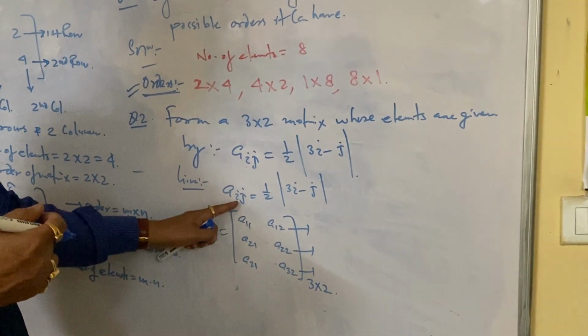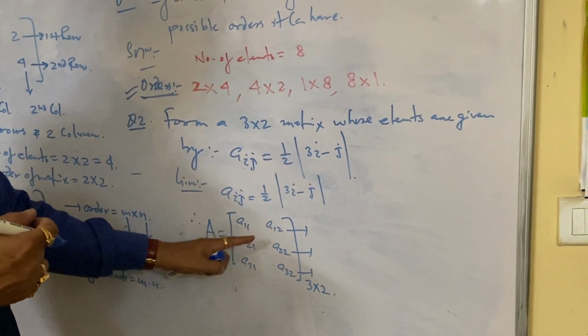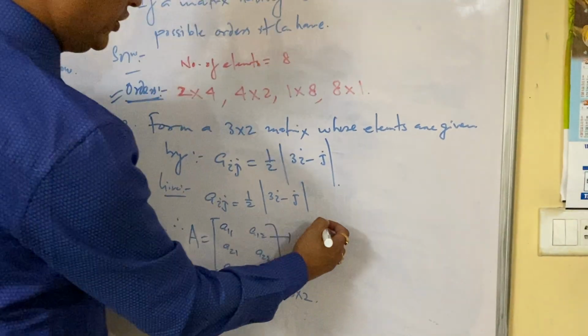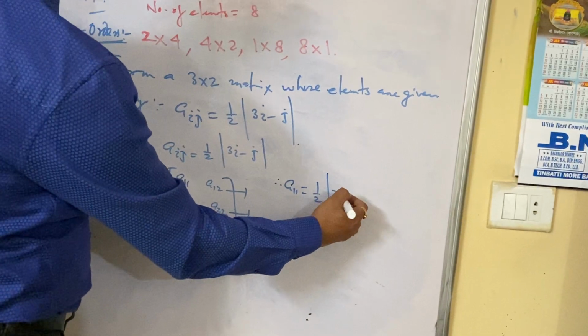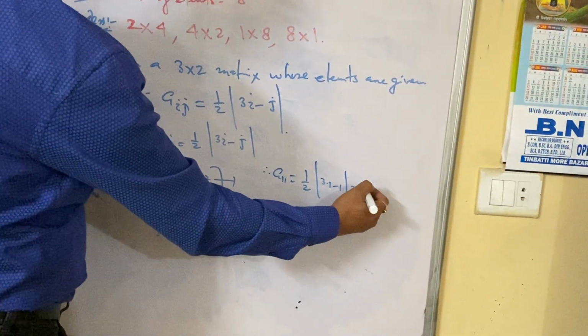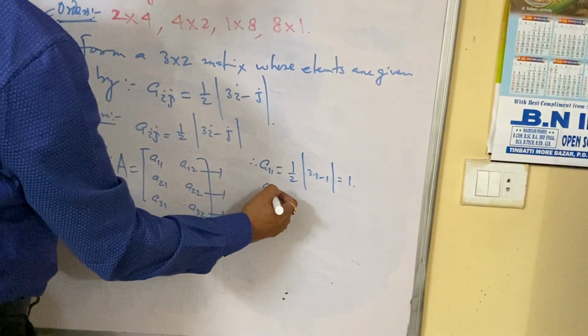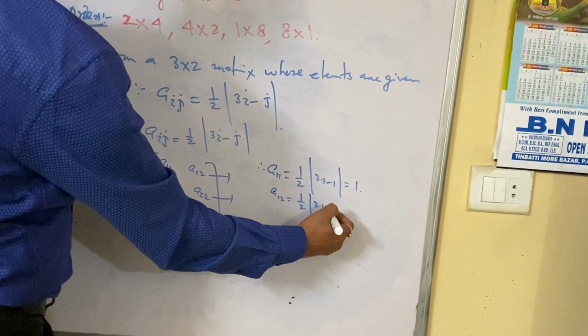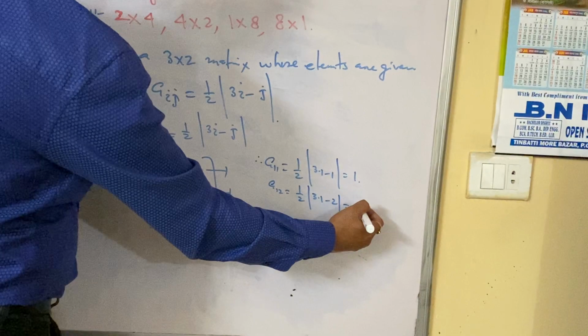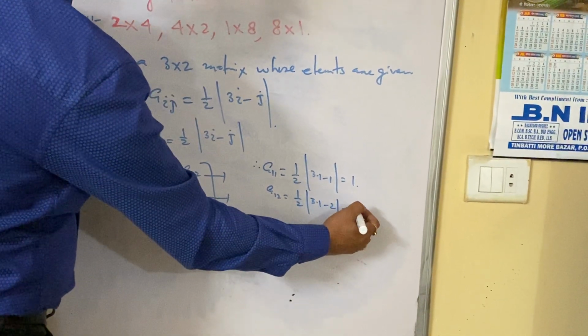So we can get A11. Similarly A12, A21 and so on. If you calculate this, A11 is nothing but half into (3 into 1 minus 1), which is equal to 1. If you find A12, it is half into (3 into 1 minus 2). So it is 3 minus 2, 1, so half.